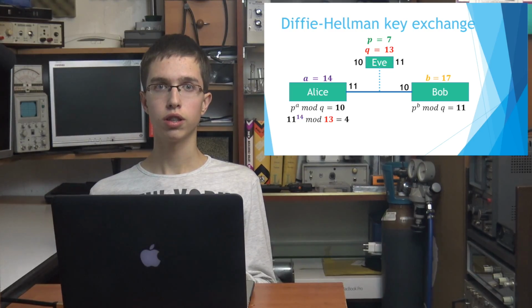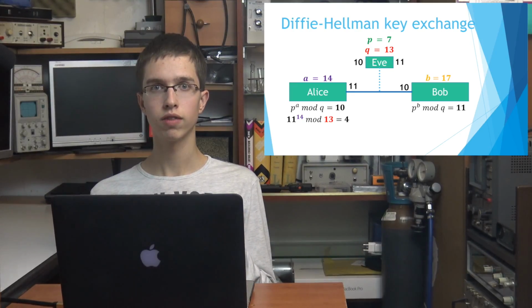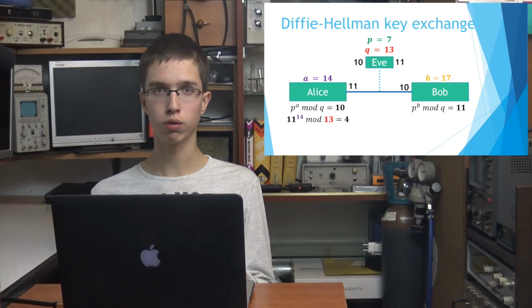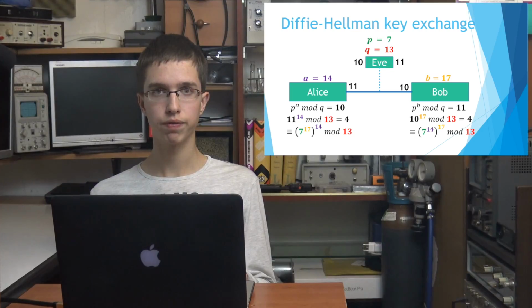Bob does analogously the same thing. He takes Alice's public number, 10, and raises it to the power of his own private number, b is 17, and does the modular arithmetic with q equal to 13, which is here 10 to the power of 17 modulo 13 is 4. So Alice and Bob have gotten the same number.